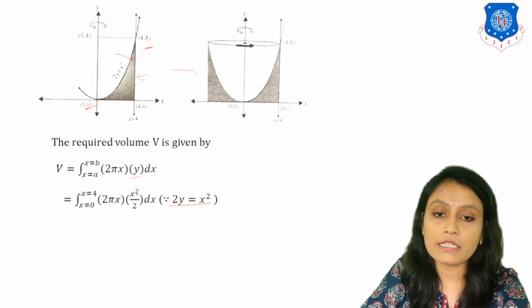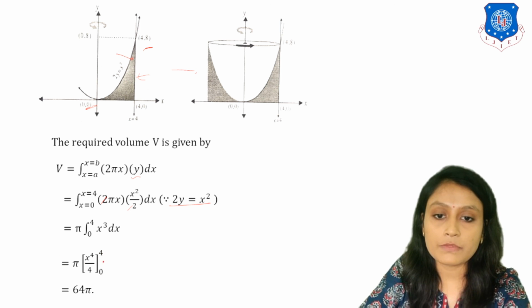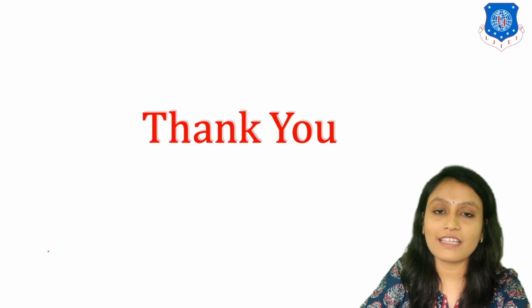So in place of y just substitute x squared upon 2 and simplify this. You will get pi integral 0 to 4, take out this pi common, the 2 will get cancelled, this is x cubed. Now we will integrate it, so you will get x to the power 4 upon 4 and the limits are 0 to 4. Substitute the limits and simplify, so you will get the answer of the volume as 64 pi. Okay, so I hope you have understood throughout the session. Thank you for watching.